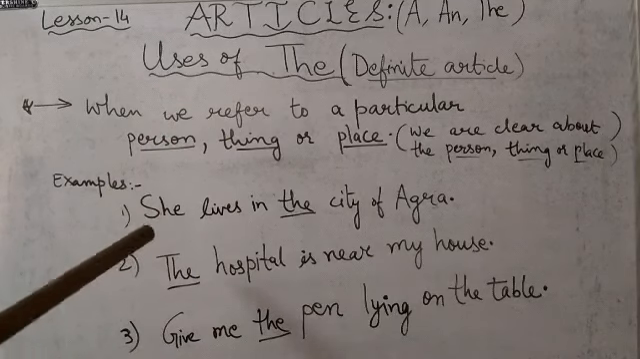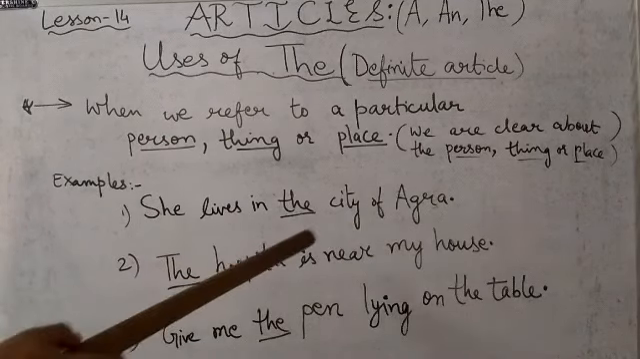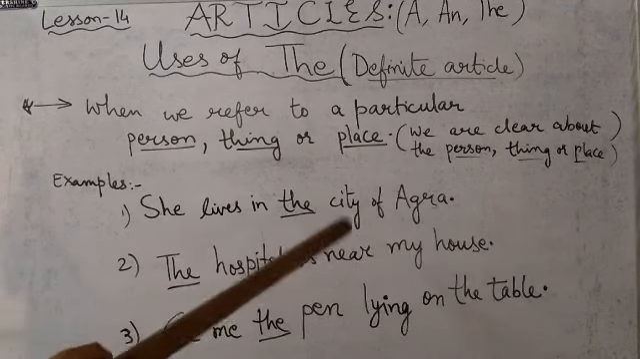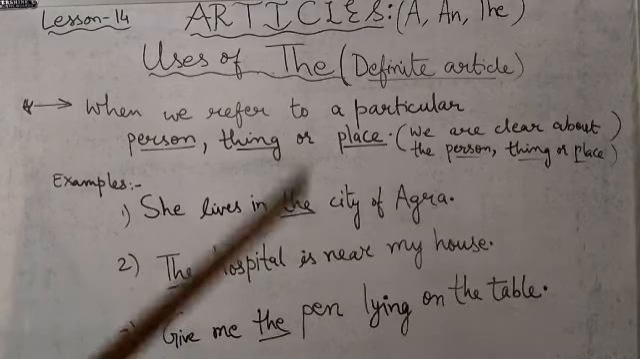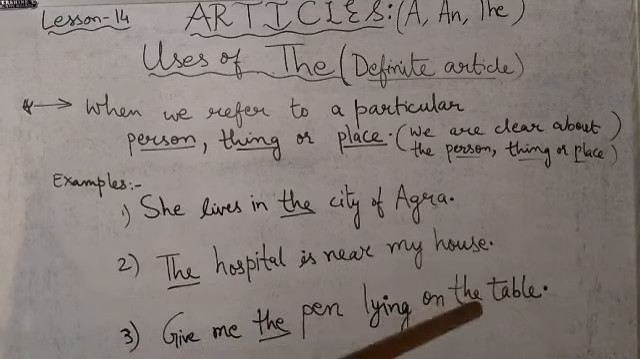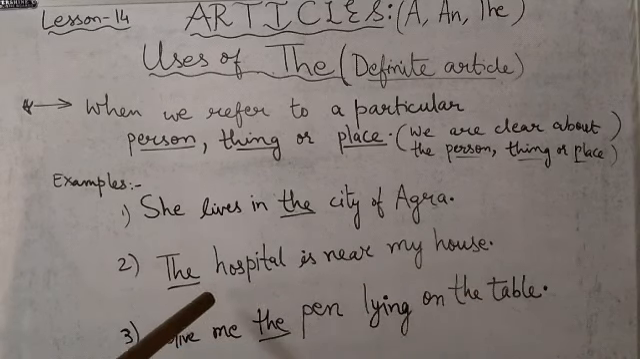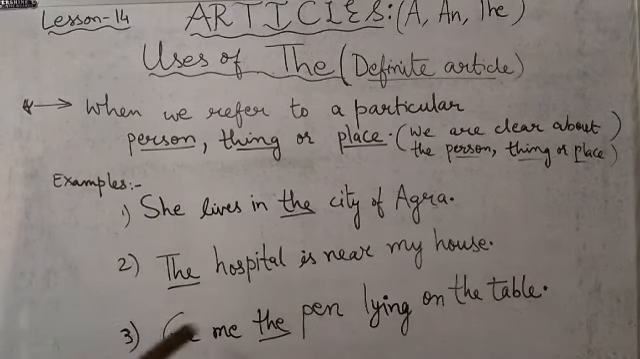For example, see, she lives in the city of Agra. Here, the city of Agra is a particular place mentioned. So, we have used the here. Number 2, the hospital is near my house. Now, here also, the hospital mentioned is particular, which is near the house. So, according to that, we have used the.